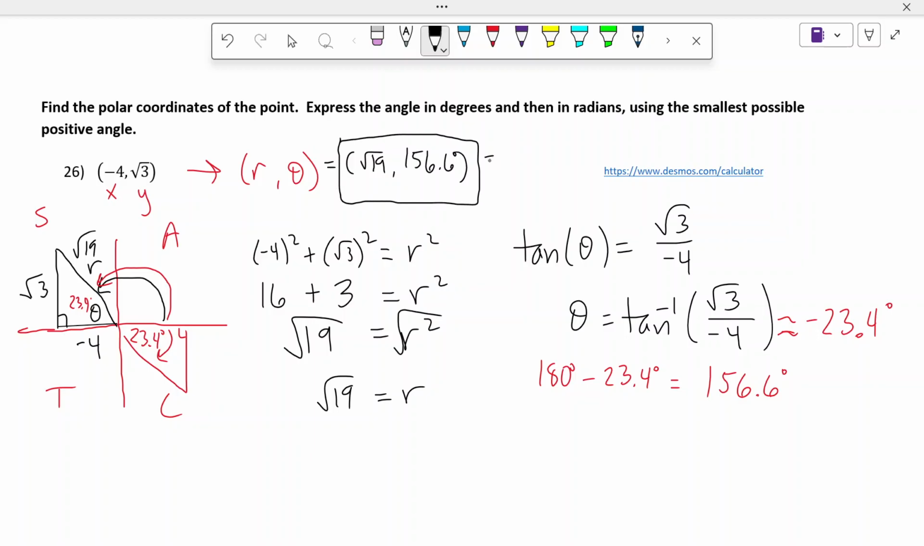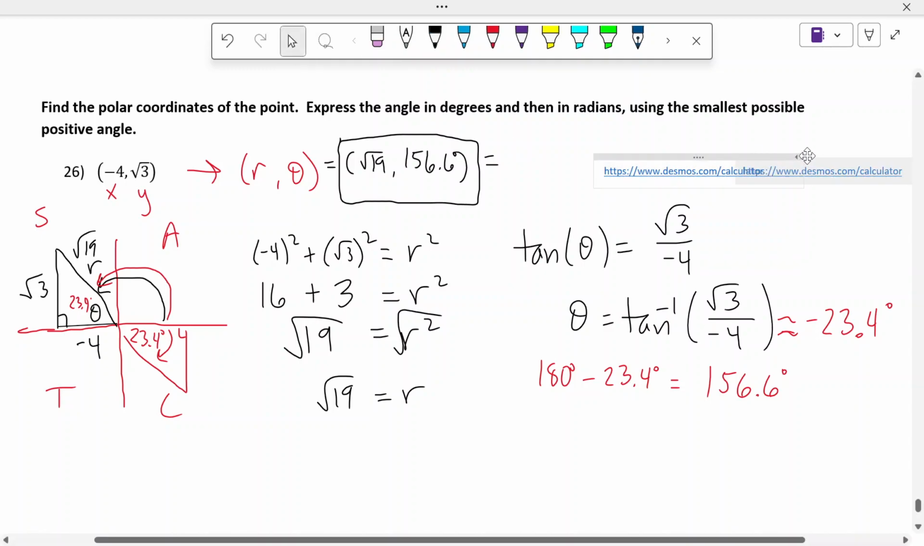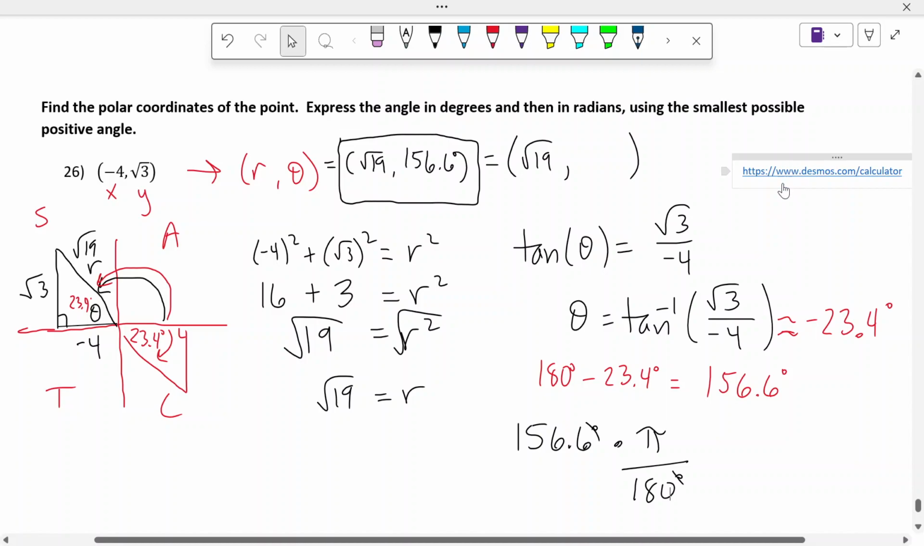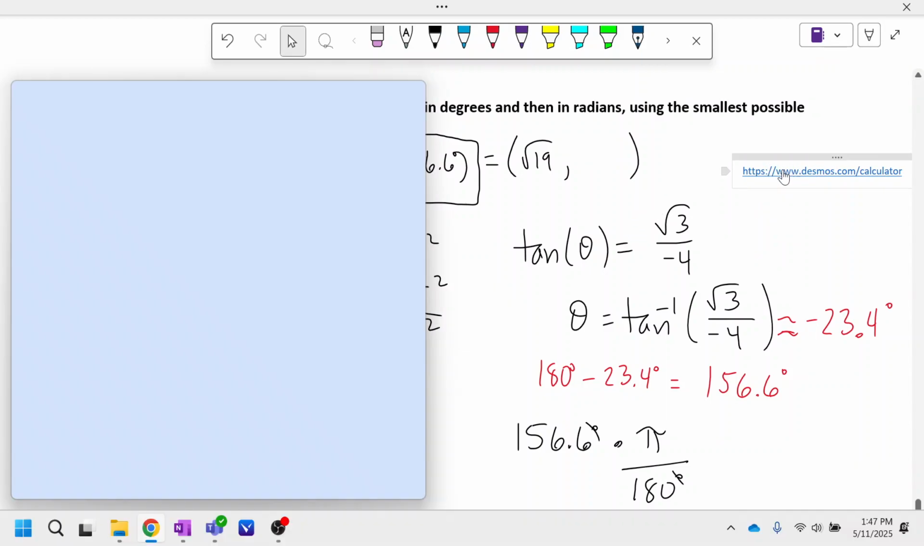We just need to convert this now to radians. Again, our radius is not going to change. The only thing that's going to change is the angle, converting from degrees to radians. Remember, to convert from degrees to radians, you multiply by pi over 180. We have degrees right now and we want degrees to go away, so you put degrees on the bottom. Let's fire up Desmos and do this conversion.